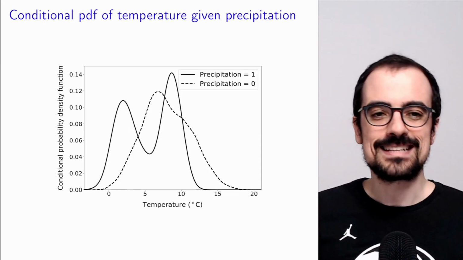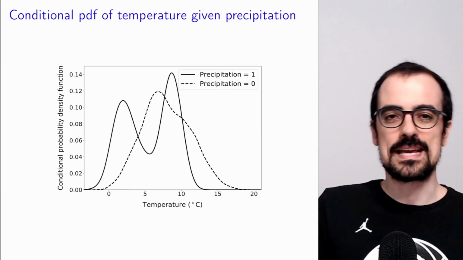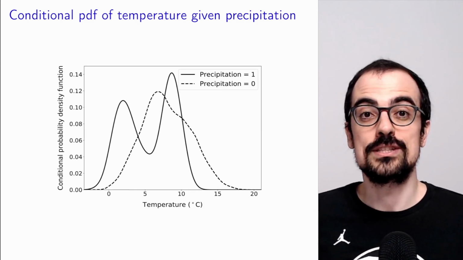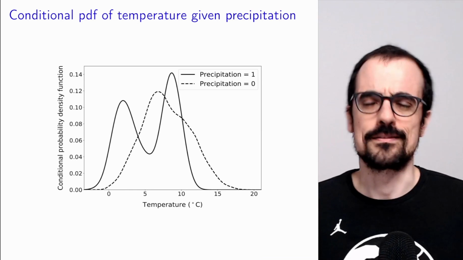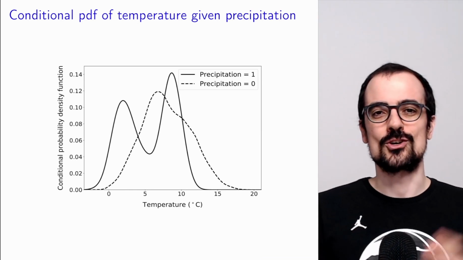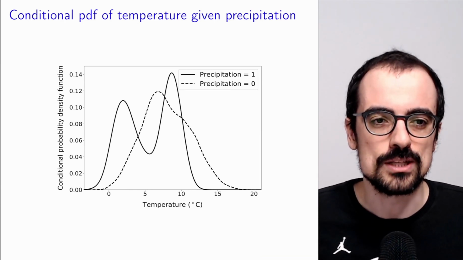Now, more interestingly, let's take a look at the conditional PDF of the continuous random variable given the discrete random variable.